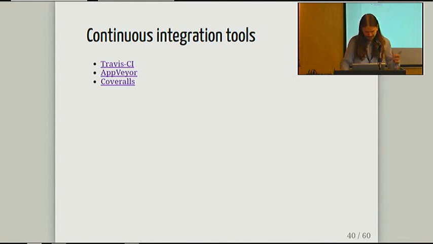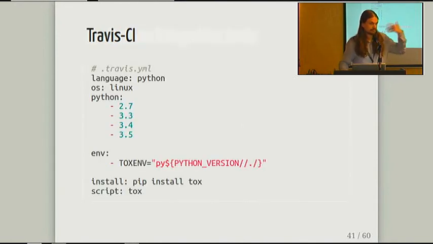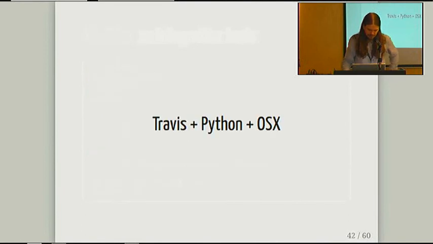Time is getting tight, so I might go a little faster. So Travis CI is very useful, very common. It runs on Linux and it runs on OS X, although OS X is a bit broken for Python. You just create this .travis.yml file, set the language, set what OS you want, and the Python versions you want. This environment here is just to tell tox what Python version it should run. So your install script is just pip install tox for the dependencies, and just run tox.